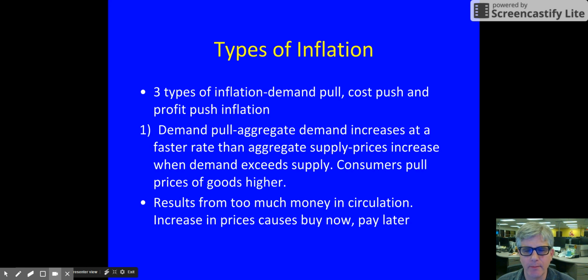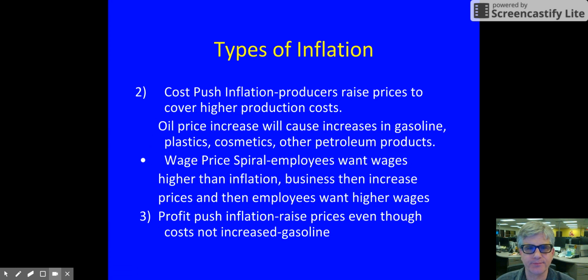We buy now, pay later. So we buy right away. We don't save. Cost push inflation: producers raise prices to cover higher production costs. This could be labor costs, it could be oil. Oil prices will increase, which will cause increases in gas, plastic, cosmetics, and other petroleum products.